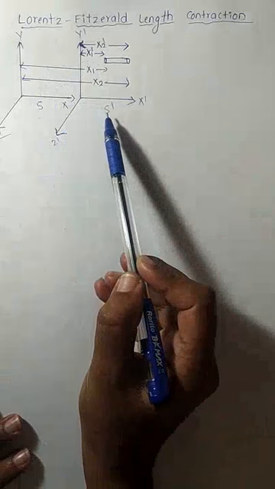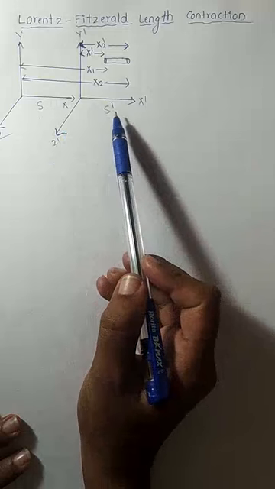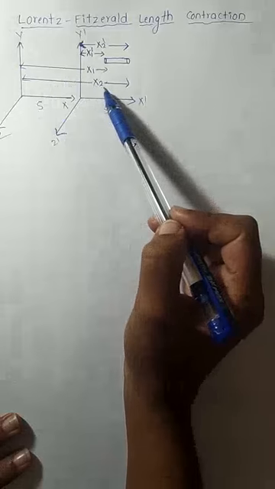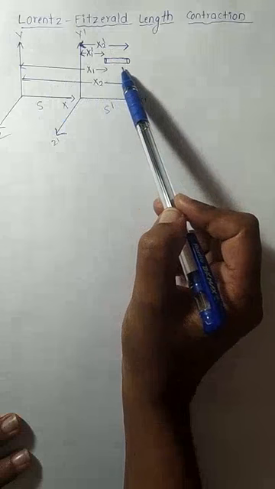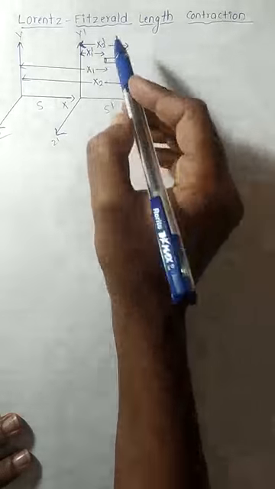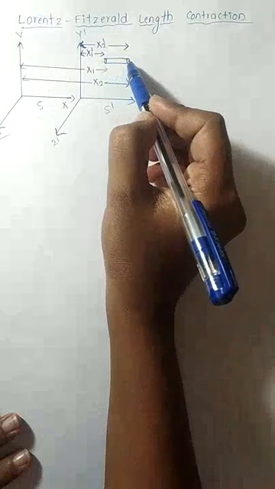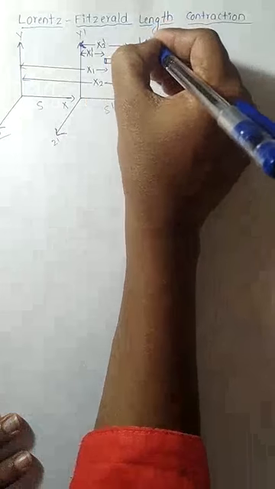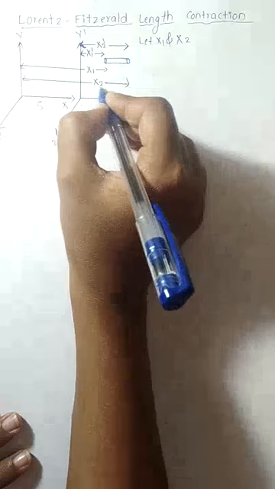Consider the S and S dash frames. The S frame is at rest and the S dash frame is moving with a velocity v, and a rod is in the S dash frame. Both observers are observing the rod and calculating the length. To calculate the length, we need the coordinates. This is the first end and this is the last end. Let me take x1 and x2. The first end coordinate is x1 and the last end coordinate is x2.